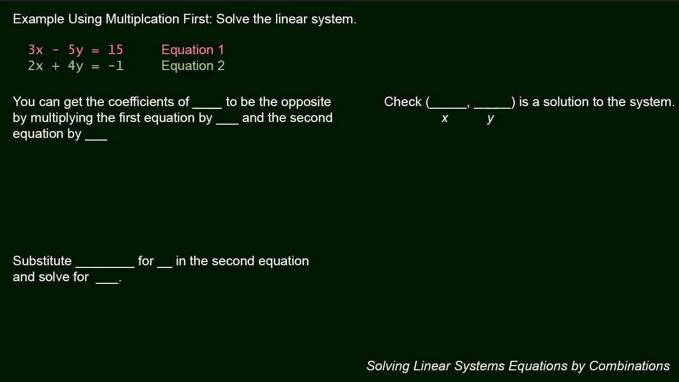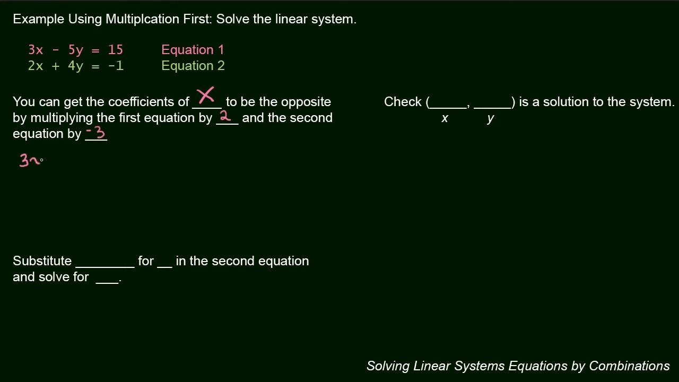In this equation, we are asked to solve the linear system 3x minus 5y equals 15 and 2x plus 4y equals negative 1. Again, none of the variables have a coefficient of positive or negative 1, so I have to use the idea of combinations in order to solve this system. I can get the coefficients of x to be the opposite of each other by multiplying this first equation, 3x minus 5y equals 15, by 2, and the second equation, 2x plus 4y equals negative 1, by negative 3. So let's go ahead and do that.